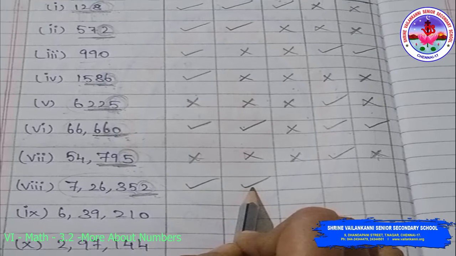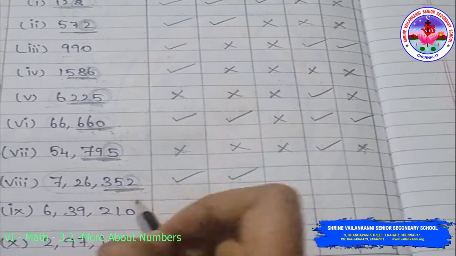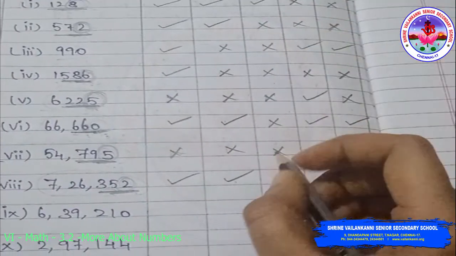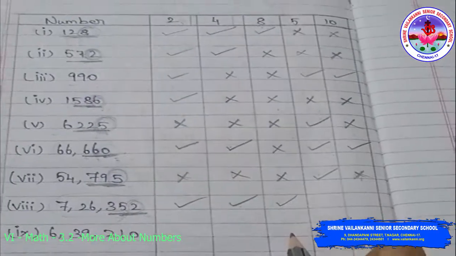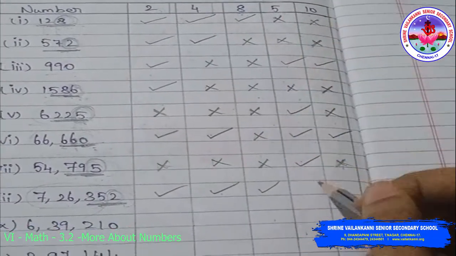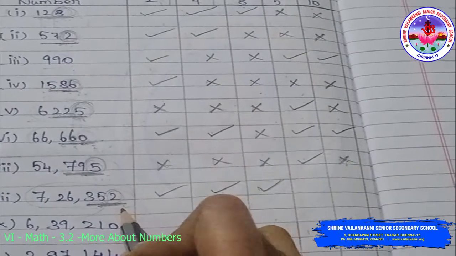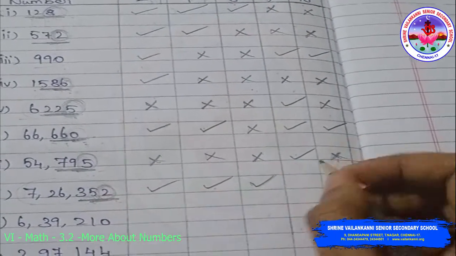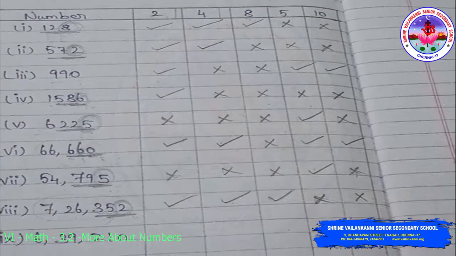The next one is 8. Check the last 3 values. It is divisible, so the whole value is divisible by 8. Next one, divisible by 5. The rule is ends with 5 or 0. Here the value ends with 2, so it is not divisible by 5 and 10.